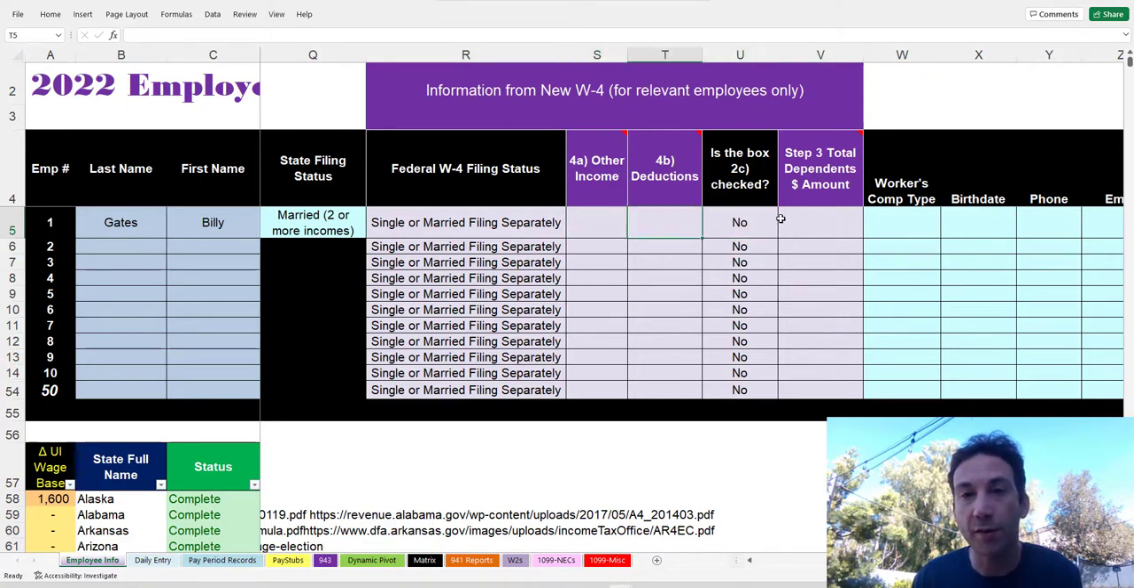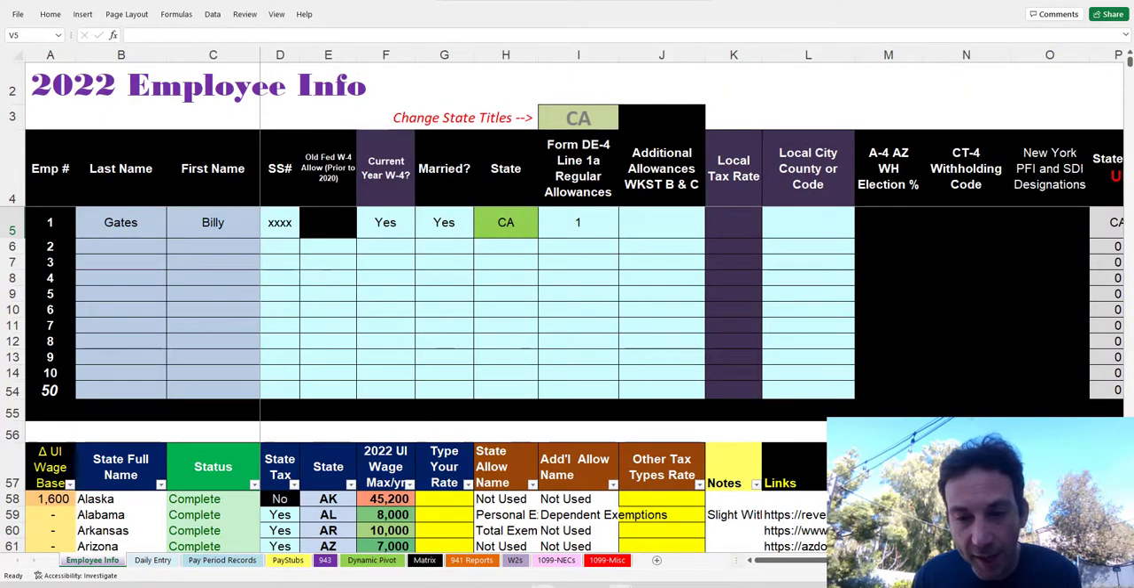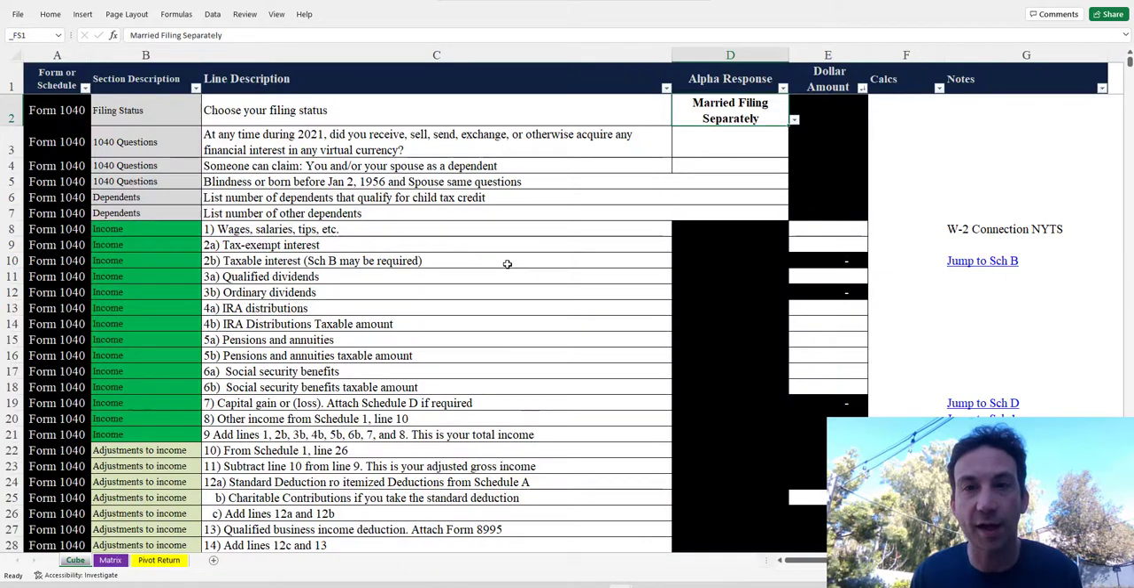Other income, other deductions, and dependents. Dependents is an amount. If you have a child that's a dependent here, it's $2,000, I believe, per child. You have to look at the actual form, but you need to put that amount in there. When you do that, that information is supposed to guess what your tax liability is, because you have questions on your actual tax return.